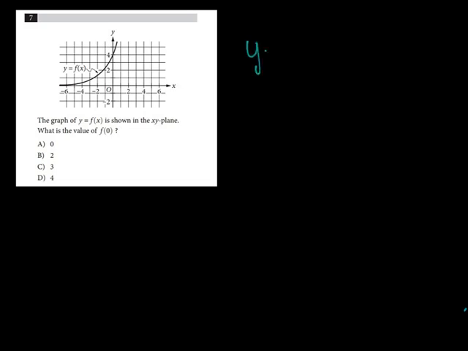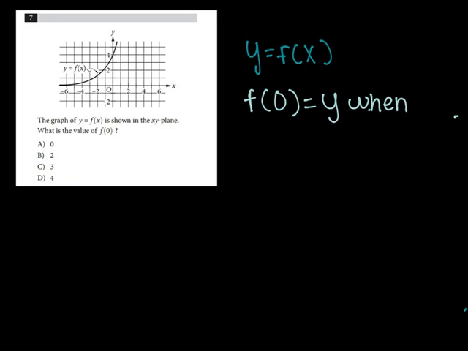So y equals f of x, and the value of f of 0 equals y when x equals 0. So with that rule in mind, let's see where x equals 0.